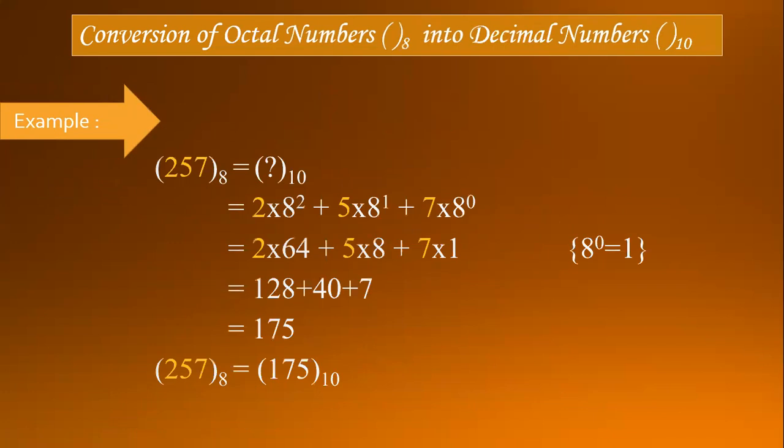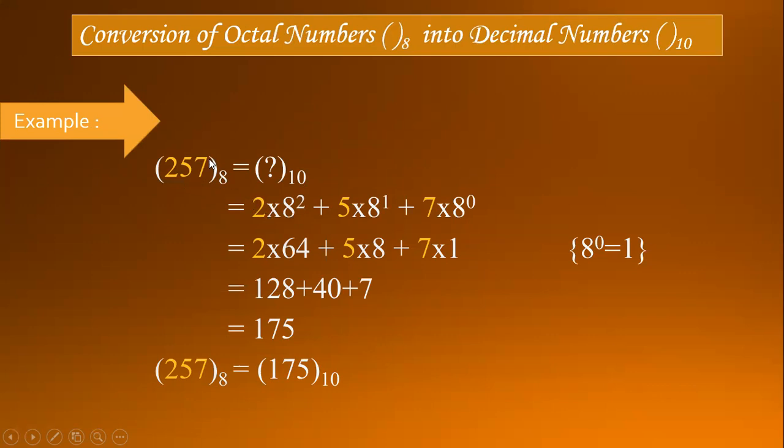Now the next conversion is converting an octal number into a decimal number. The octal number is 257. And now you have to find the equivalent decimal number. As I already told you, whenever you have to convert any number to a decimal number, you always have to go for multiplication.